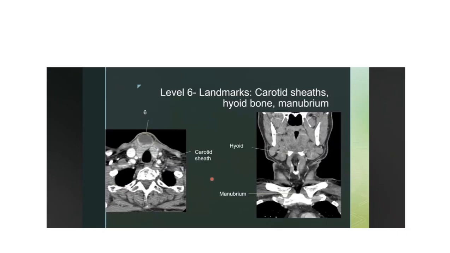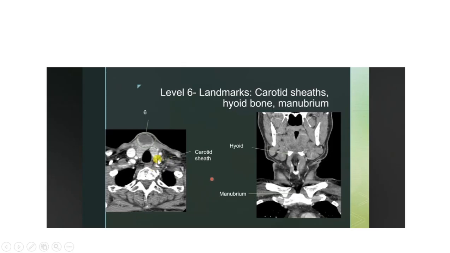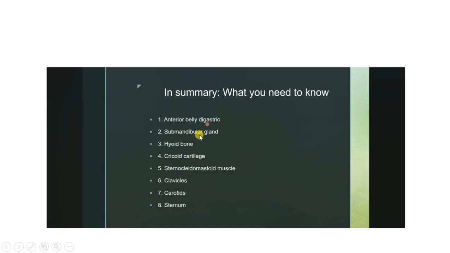And level 6 landmarks are the anterior lymph nodal group, that is in the anterior compartment, starting from the hyoid bone to the manubrium sterni, and we have to identify the hyoid bone, clavicles and the carotid sheath. In summary, you need to know the landmarks which can identify the different groups, which are the anterior belly of digastric, submandibular gland, hyoid bone, cricoid cartilage, sternocleidomastoid muscle, clavicle, carotids, and the sternum.